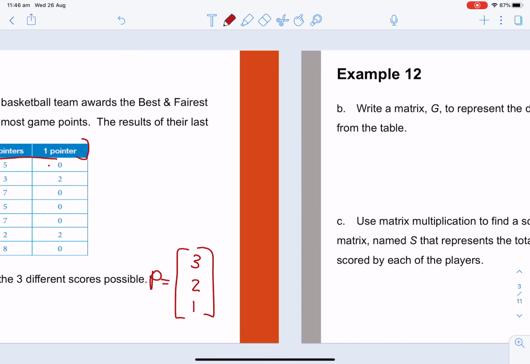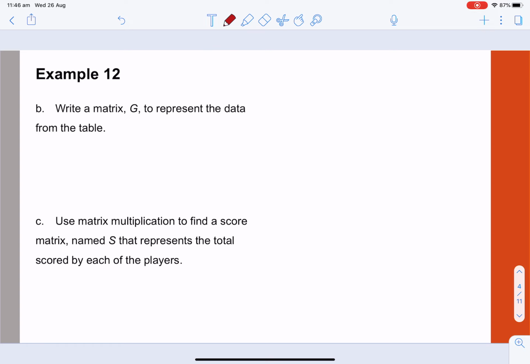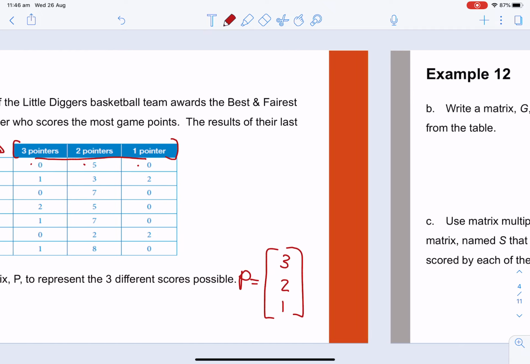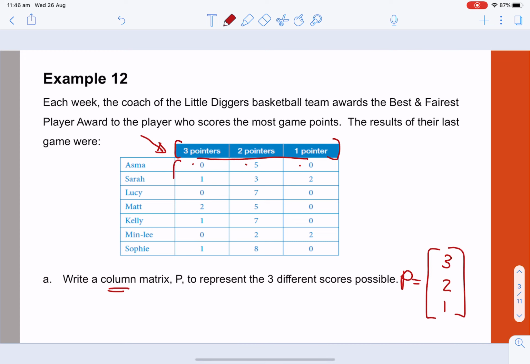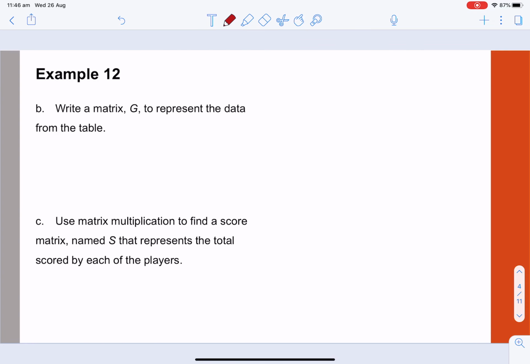On to part B. Write a matrix G to represent the data from the table. So the data from the table, I'm going to jump back a page here. This is the data from the table. All this information. And really all I need to do is put square brackets around that and label it as G. At the moment I've got 7 rows and I've got 3 columns. And I need to keep that the same. So I need to keep this as a 7x3 matrix.